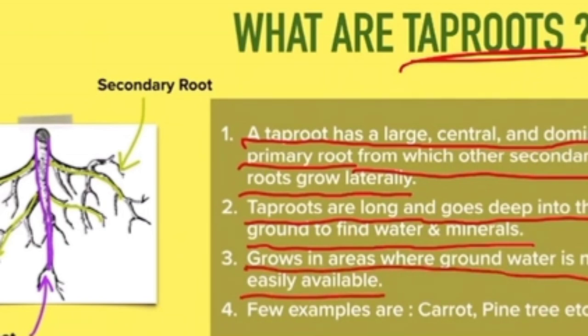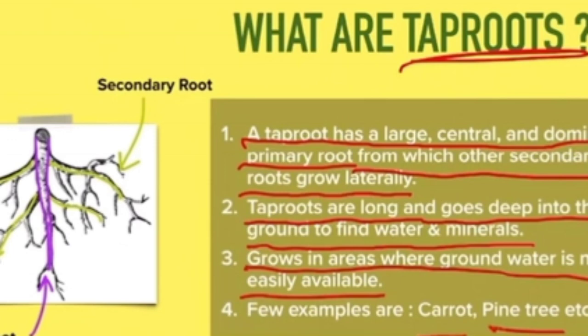So here we have seen the different structure of the taproot. Some of the examples of the taproots are carrot, pine, etc. Also there are some other plants and trees that have taproots. So these are the examples, such as carrot and pine tree, they have taproots. So now let's go to the fibrous root.